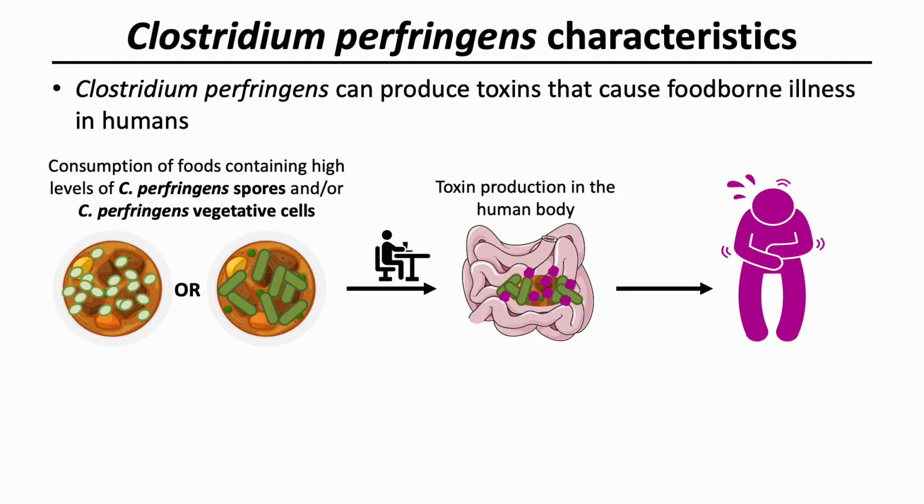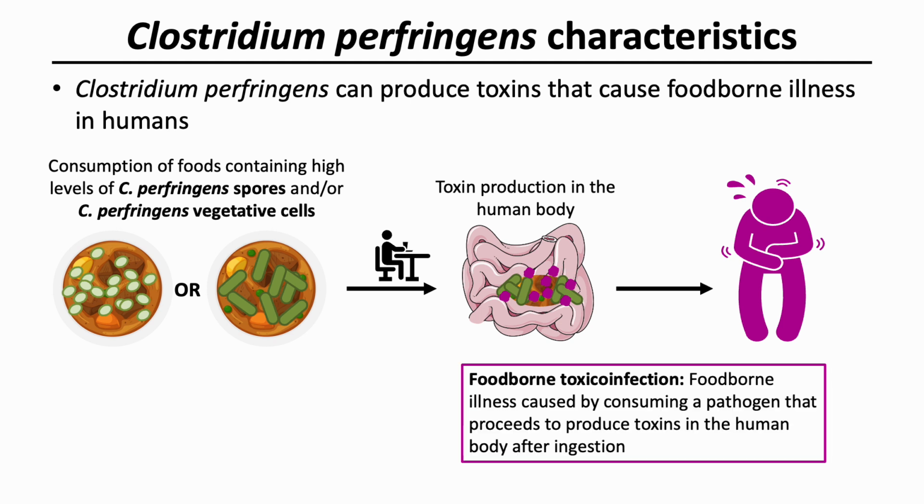With respect to food, this means that if C. perfringens spores or C. perfringens vegetative cells are present at high levels on foods, then consumption of that food can lead to toxin production in the human body, which can result in foodborne illness. This particular type of foodborne illness is known as foodborne toxico-infection, which is defined as a foodborne illness that is caused by consuming a pathogen that proceeds to produce toxins in the human body after its ingestion.